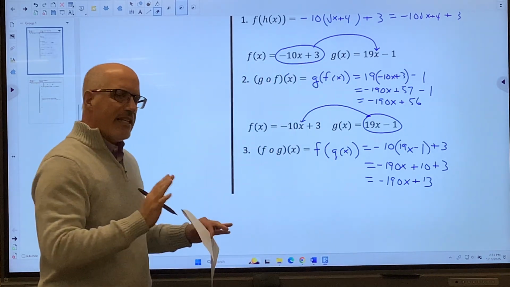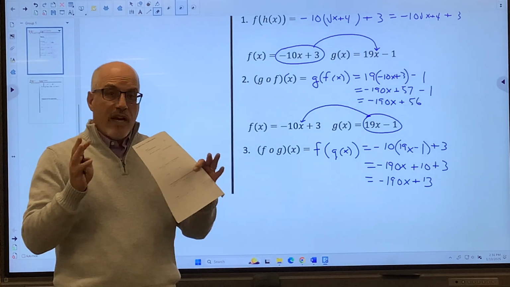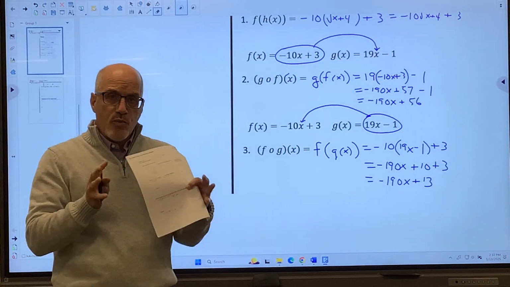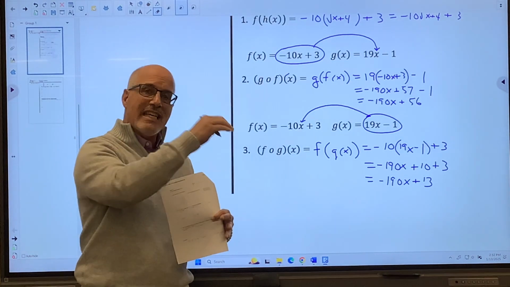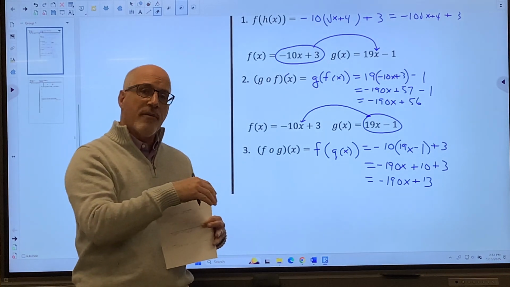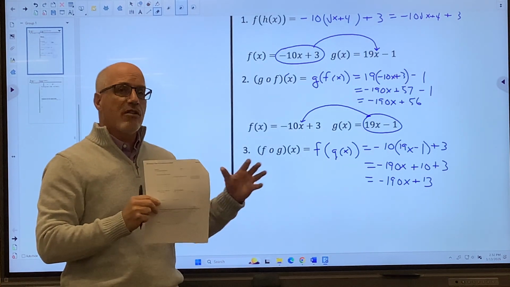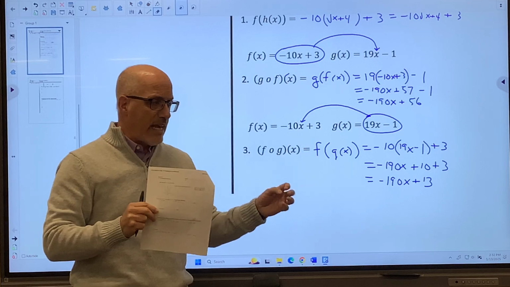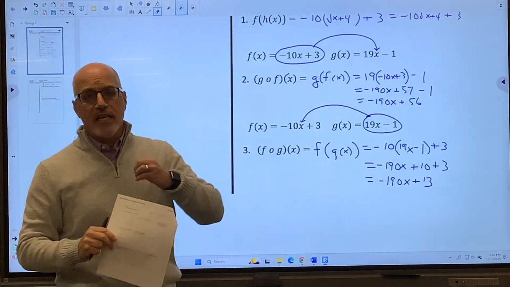So the main idea for composition of functions is you've got to substitute the function rule from one into the input spot of the other. The one to remember is the one that's closest to the x. That's the one that you take and substitute into the other function.